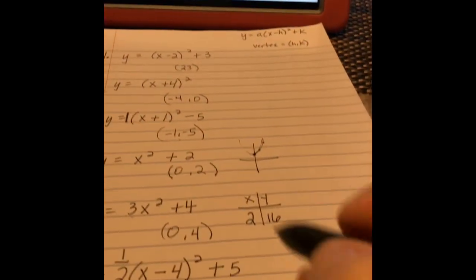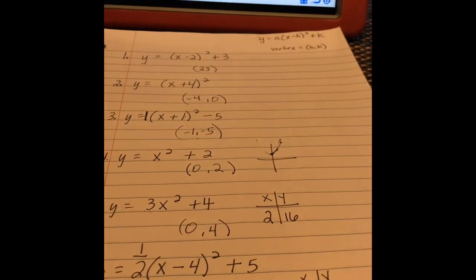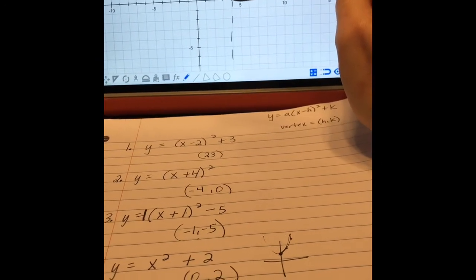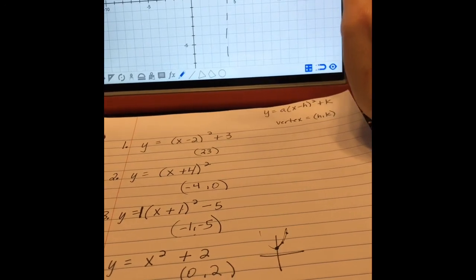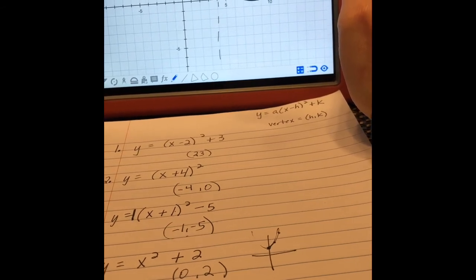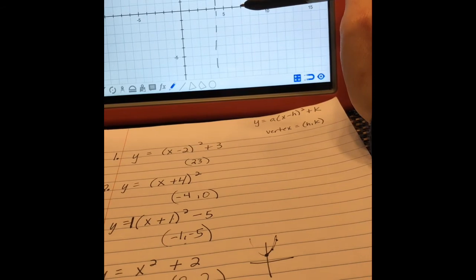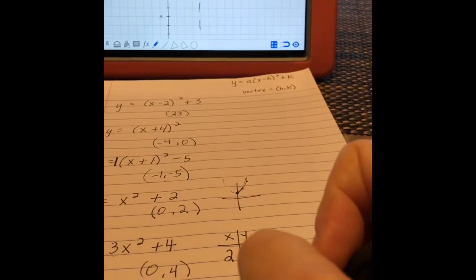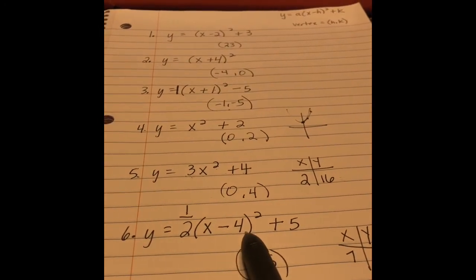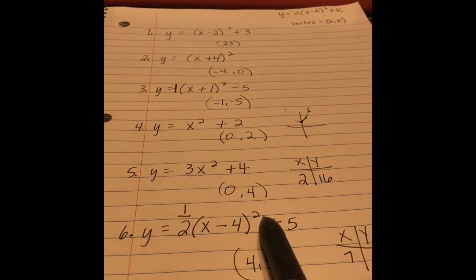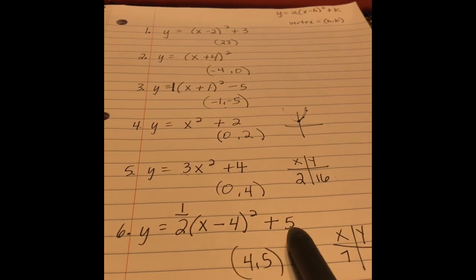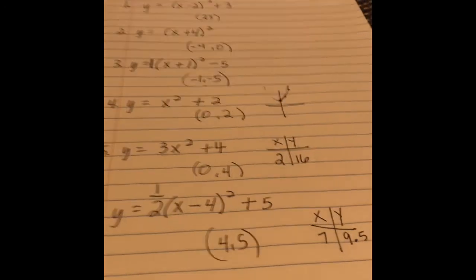So that means we're back to an XY table because that always works, but we're going to decide what to plug in. So what I already know, I know when my x is 3, I know when my x is 4, I know when my x is 5. So I might want to figure out when my x is 6. Because this is a wider one, I might even skip 6 and try 7. So I'm going to plug in a 7. When I plug in a 7, I say 7 minus 4 is 3. 3 squared is 9. 9 times 1/2, so we're saying 1/2 of 9 is 4 1/2. Plus 5 is going to be 9 1/2 or 9.5.